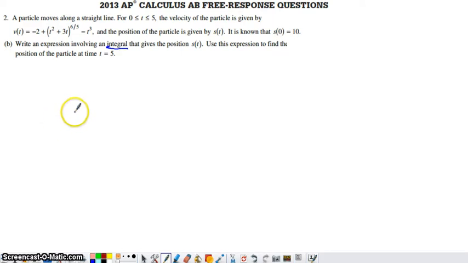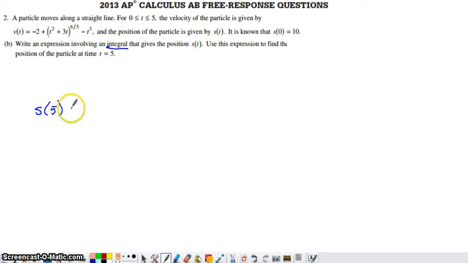So I actually want to start with what's at the end here. I want to find the position at 5. So I want to find what s of 5 is. I think if we can determine this, it'll be easy to write down a general formula that will determine the position at any time t. So I'm kind of going backwards here.